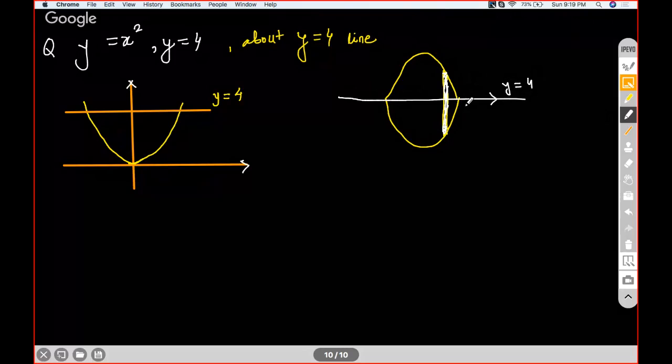So before I forget, tomorrow, what time do you want the class? So evening would be good. Yeah, evening only because morning I have a class.